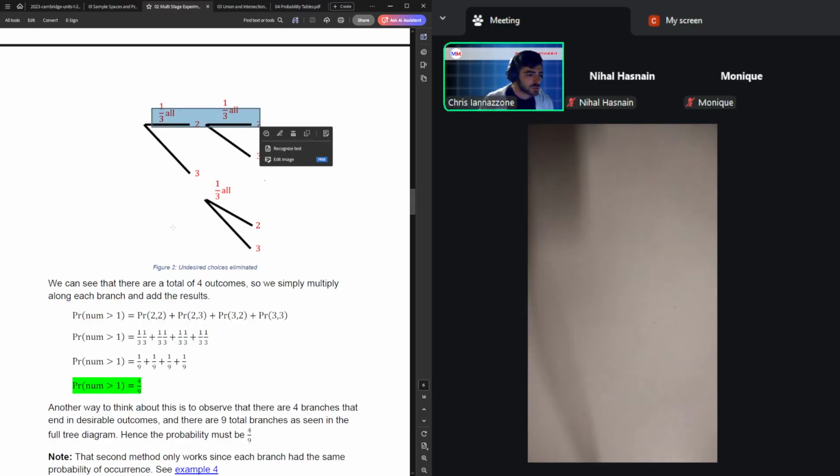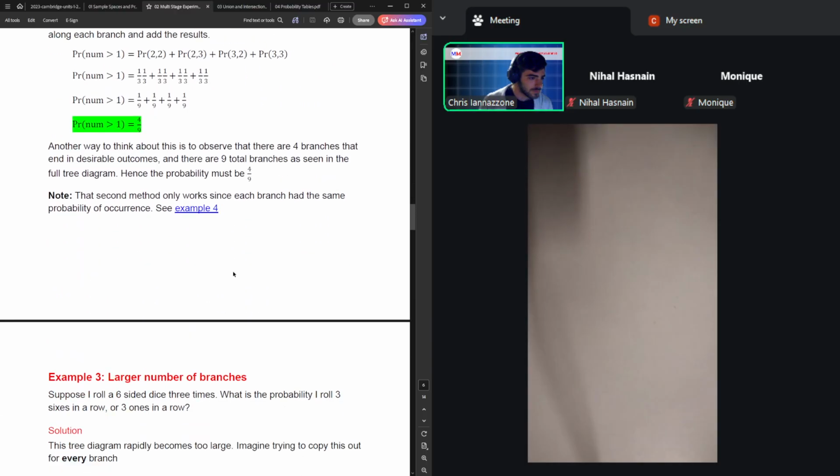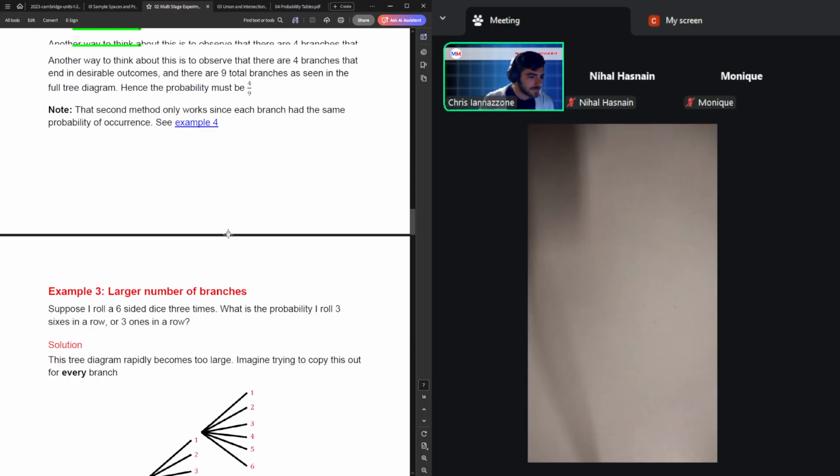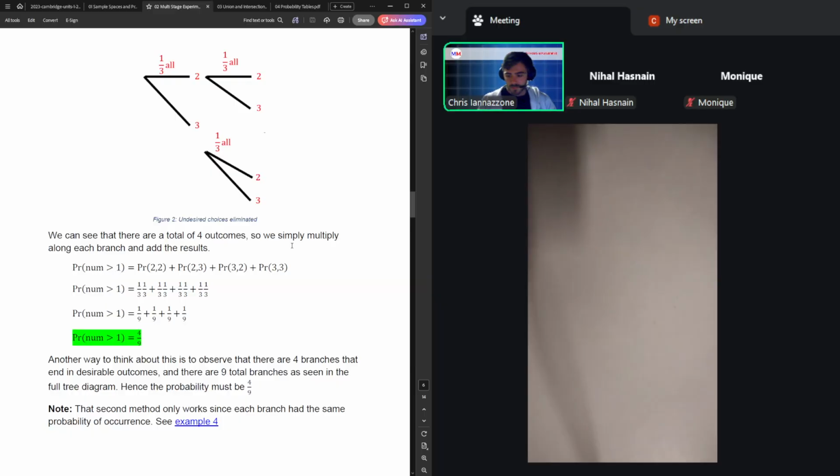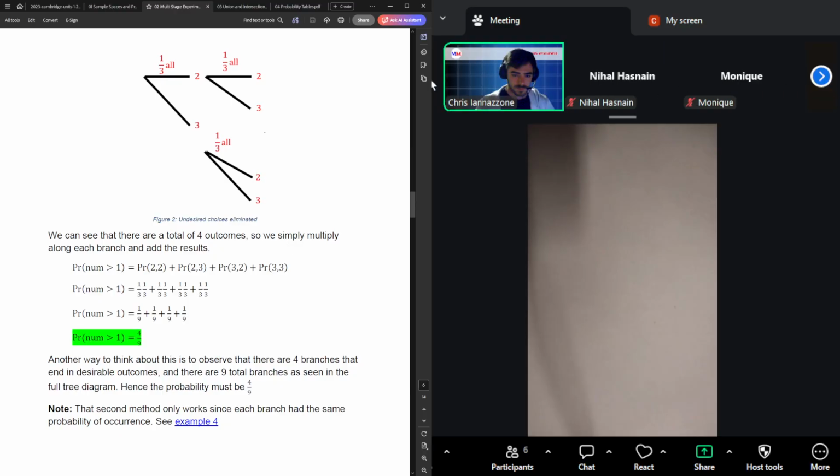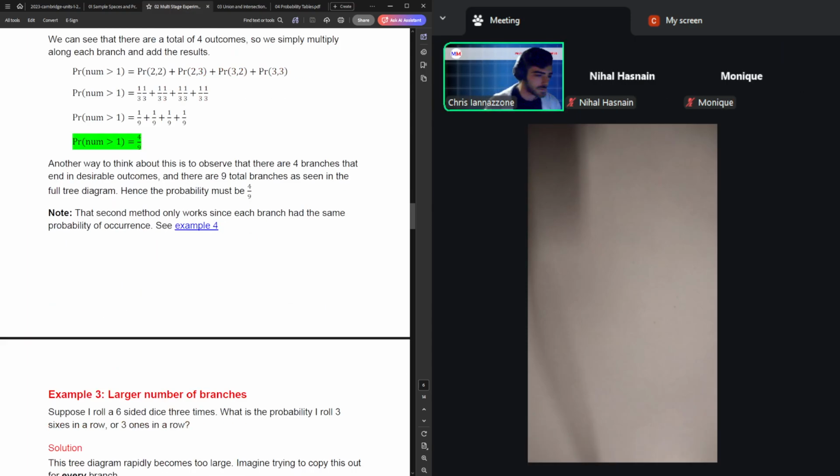Yeah, so all I've done is multiply along all these branches because we're looking for the probability of drawing a number greater than 1, of which all these outcomes have. Any questions about any of that so far? Sweet.